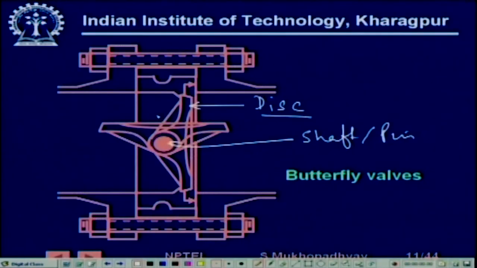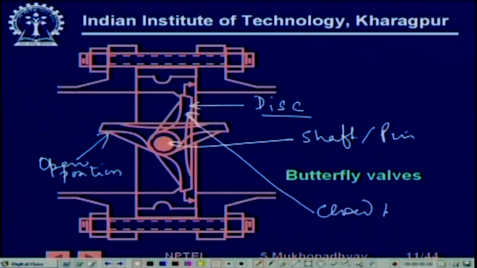So these two positions are shown. This is the open position of the disc, and this is the closed position of the disc. Both positions are shown. And this is the shaft or pin which is driven to move the disc. Various shapes of discs are used to reduce the torque requirement on the shaft or to reduce noise, because such big discs, when you have a fast flowing fluid, can sometimes vibrate and create noise.